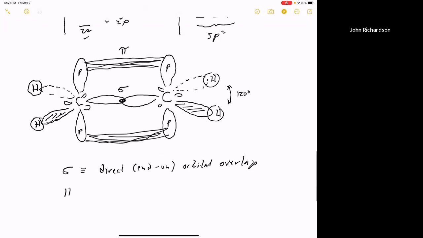And a pi bond, we're going to define as indirect or side-on orbital overlap.